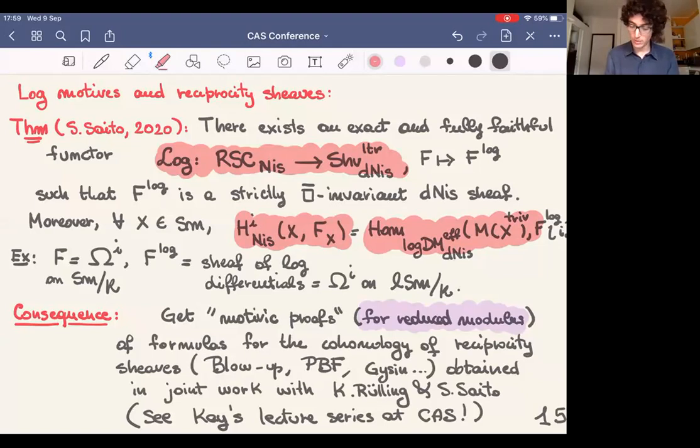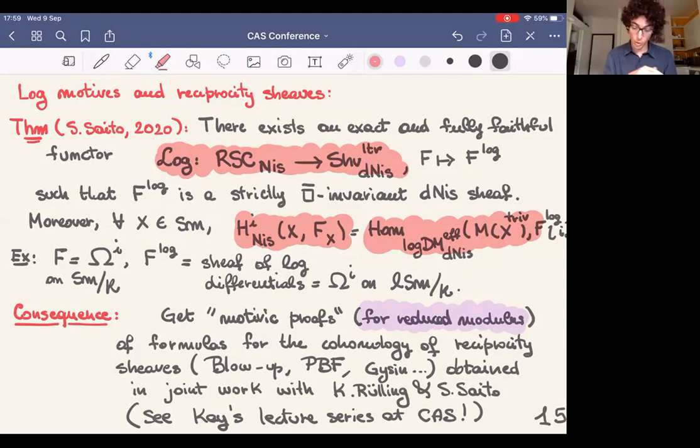So what is F log for a given F? It's sort of a reasonable extension. For example, if F is omega i, then F log is the sheaf of log differentials. The log superscript is a reasonable choice. As a consequence of this result, you get motivic proofs, for reduced modulus, of formulas for the cohomology of reciprocity sheaves, like a blow-up formula, a projective bundle formula, or the Gysin sequence that I just discussed.